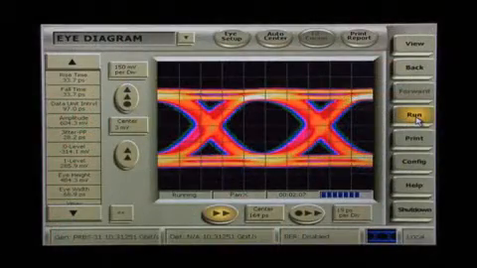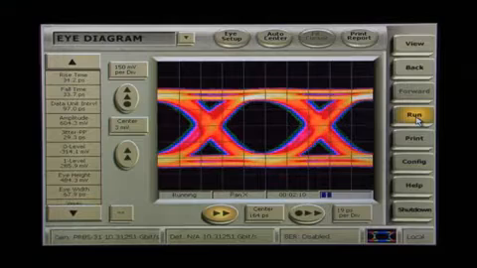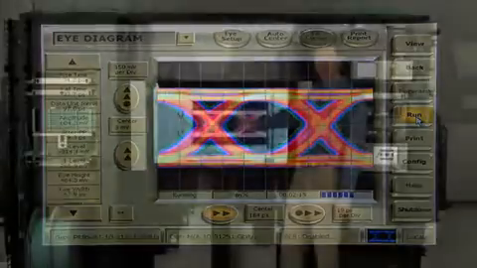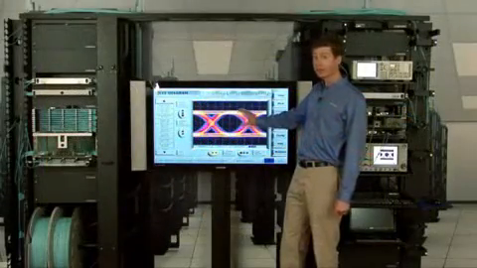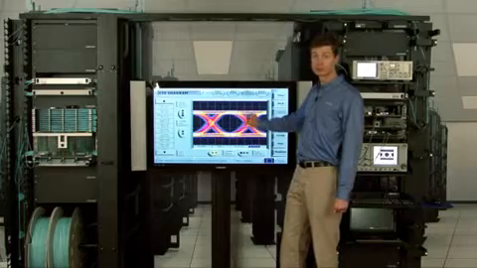The main screen of the BERT shows an eye diagram. The main things to note about the eye is that the middle of the eye is open and that it's black in the center. A big open eye indicates good system performance.